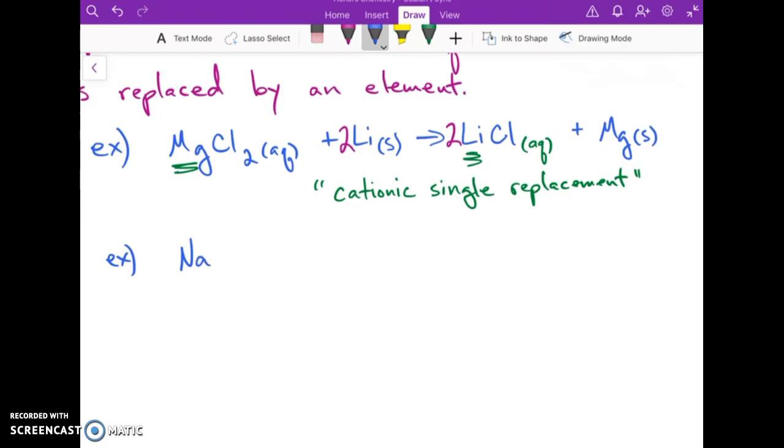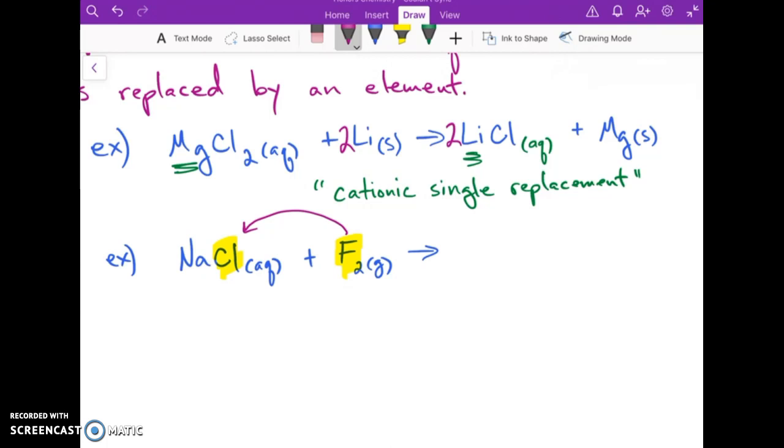Let's say this time I have sodium chloride aqueous, and I've got some fluorine gas that I'm going to maybe bubble into that aqueous solution. And what's going to end up happening is the fluorine, being a nonmetal, being a halogen, it has the ability to form anions, not cations, and so it's going to replace the anion in the compound. So rather than replacing the metal, like we had up above, this time we've got the nonmetal being replaced, the halogen being replaced by another halogen.